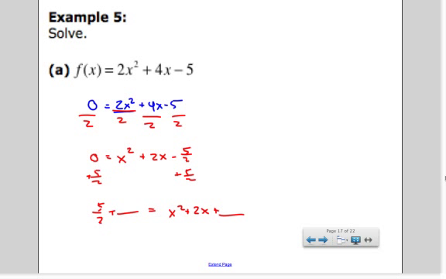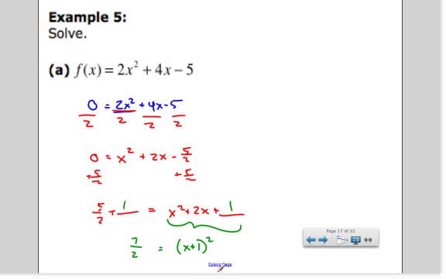Now I have to complete the square. Well, you probably have already gotten there. You probably said, oh, add 1 to both sides. So this right here factors into x plus 1 squared. And that equals, this number here is 5 halves plus 2 halves, which is 7 over 2. Now all I have to do is use the square root property.